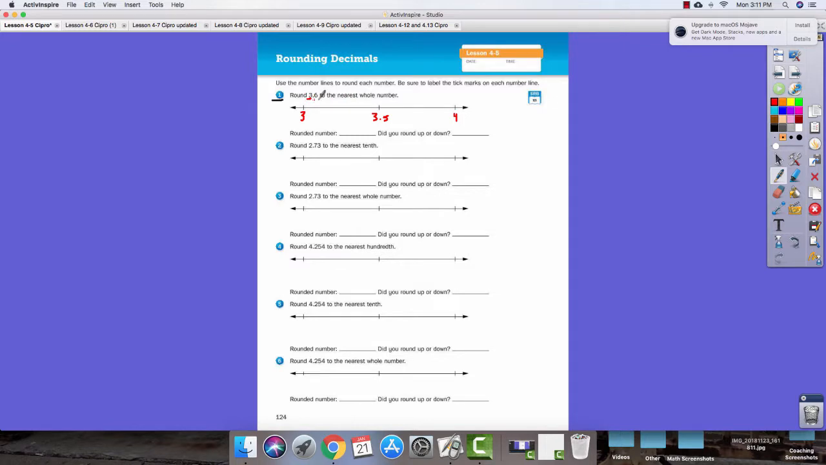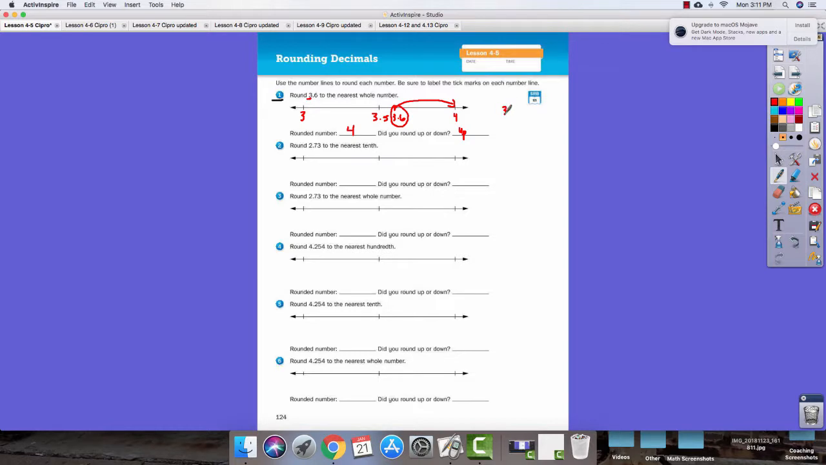If I label where 3 6/10 would go, 3 and 6/10 is past 3 and 5/10. So I could label 3 and 6/10 about there, and I can see that it is past my halfway mark. So to the nearest whole number, 3 and 6/10 is closest to 4. My rounded number would be 4, and in this case, I rounded up. I rounded up to 4, my arrow up to 4.